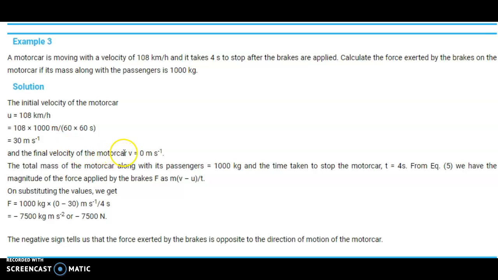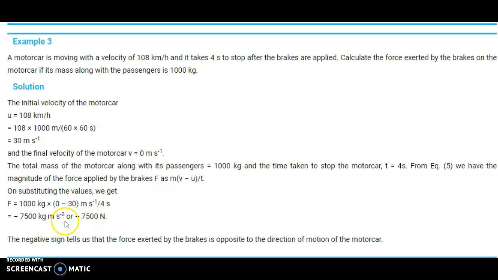Now the final velocity of the motor car we are taking as 0. The total mass of the motor car along with the passengers is 1000 kg, and the time is 4 seconds. So now we can substitute: F is equal to m into (v minus u) upon t. So m is 1000, v is 0, u is 30, upon 4. When you calculate this, you will get minus 7500 kilogram meter per second square, that is equal to minus 7500 Newton.